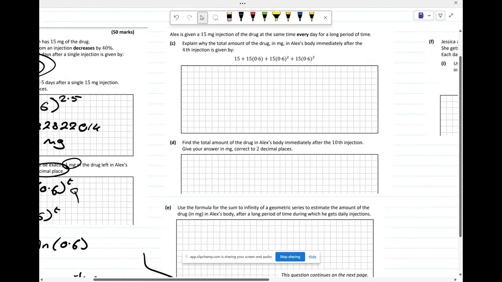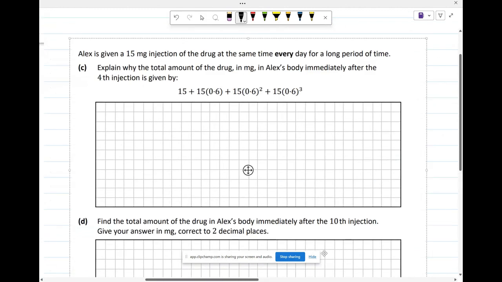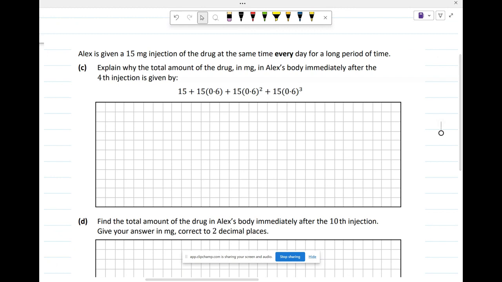So next question says, Alex is given a 15 milligram injection of the drug at the same time every day for a long period of time. Explain why the total amount of drug in milligrams in Alex's body immediately after the 4th injection is given by this formula here. Well, let's think about it. So he's just got the injection just there, and so the drug has no time to have decreased in his body. It hasn't spent a day in his body to decrease by 40%.